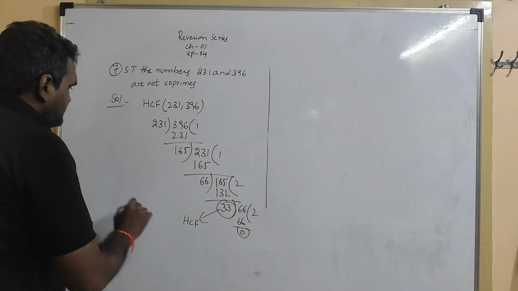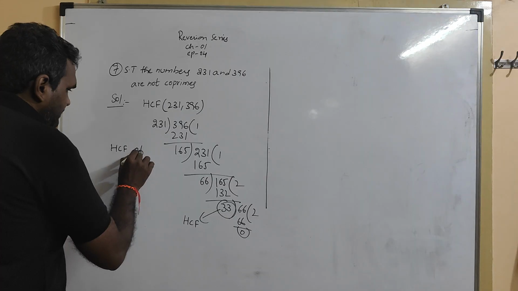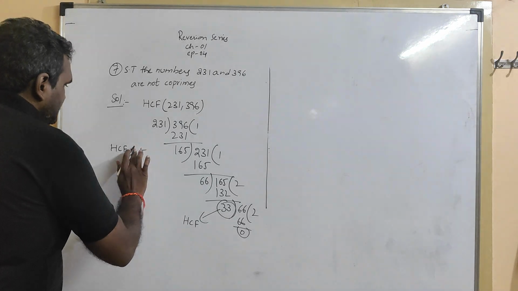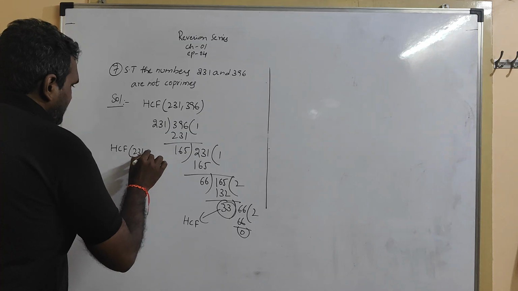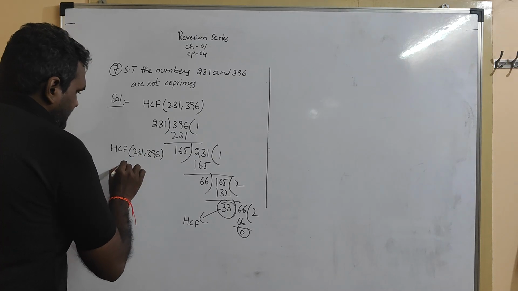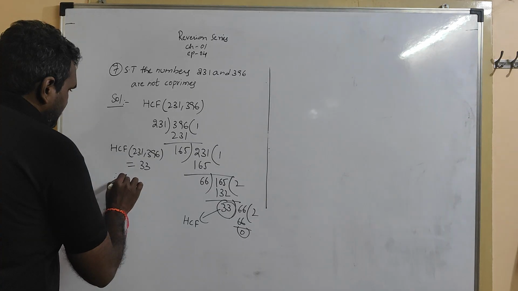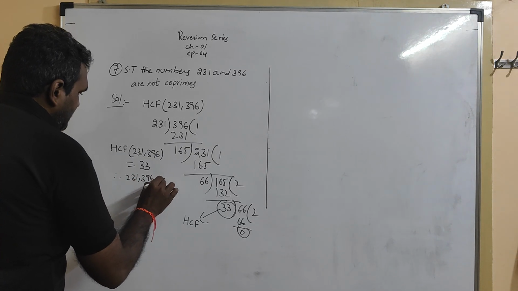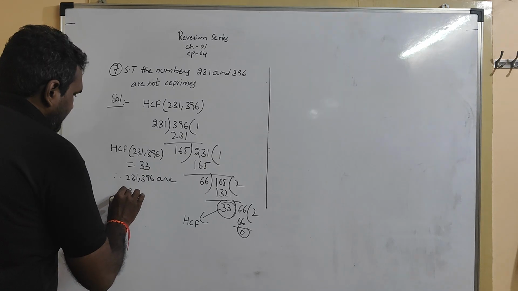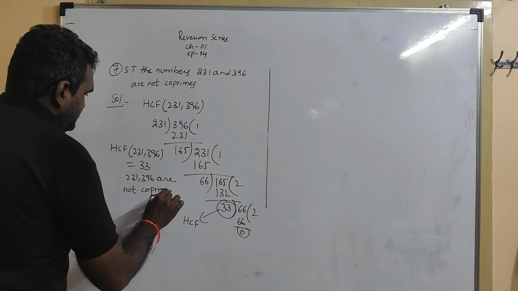What you have to write as the last statement? HCF of 231 comma 396 is equal to 33. Therefore 231 comma 396 are not co-primes. This you have to write.